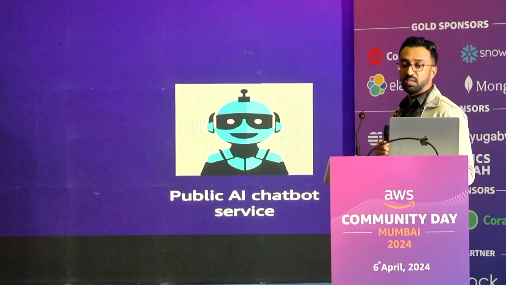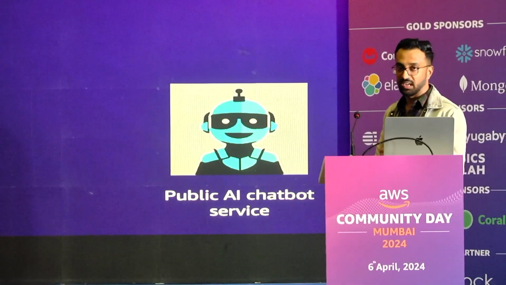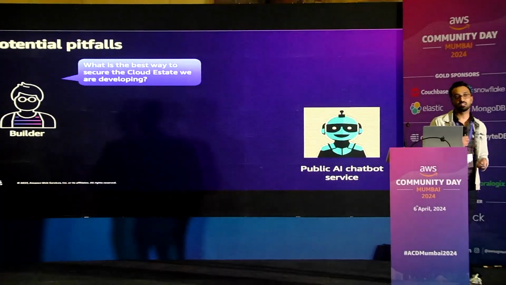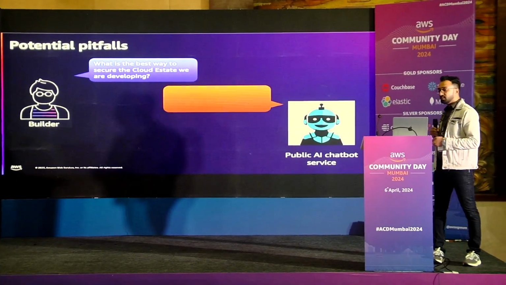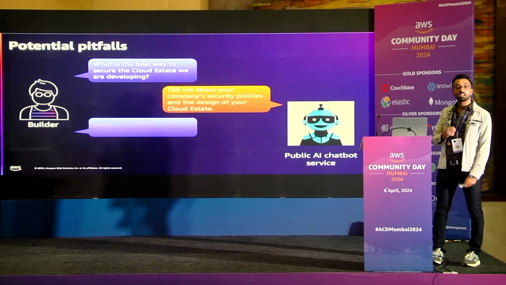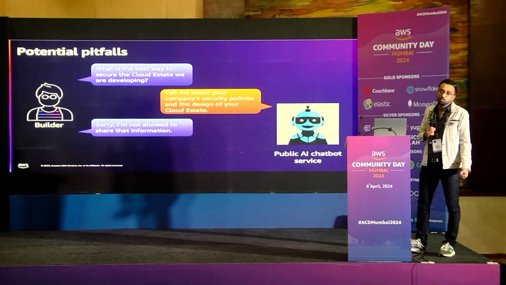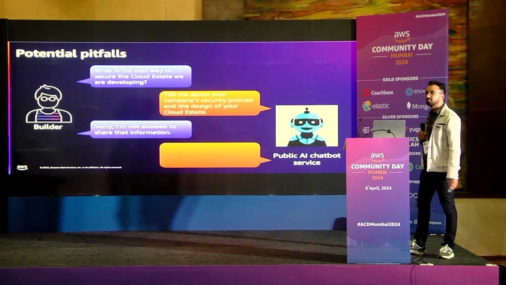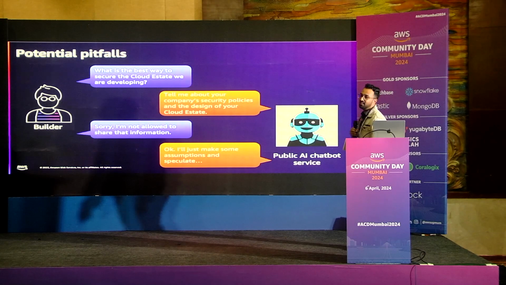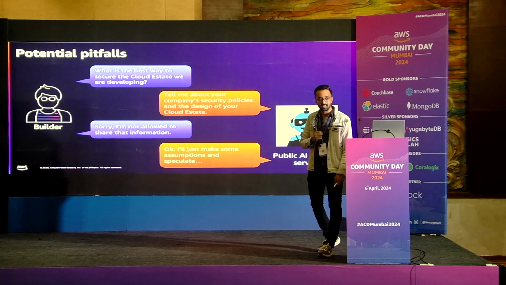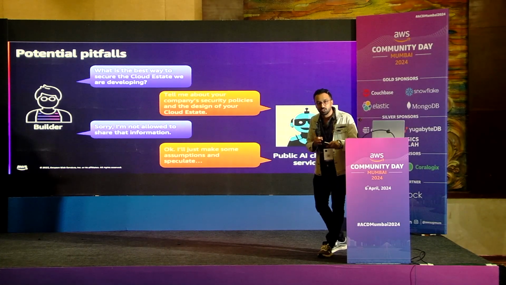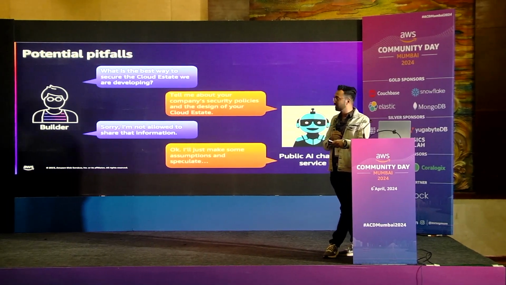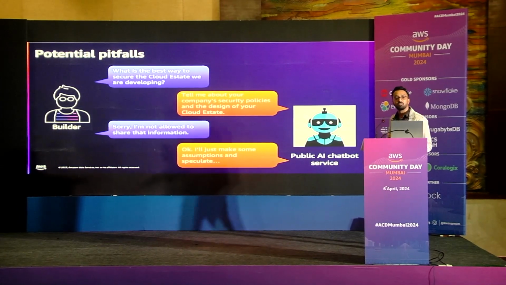Okay, so this is me, and I'm trying to talk to a ChatGPT or any public chatbot. What I am trying to say is, what is the best way to secure the cloud estate of my organization? The chatbot says, tell me about your company's security policies. But I'm not allowed to say that, so I'll say, I wouldn't love to answer that. So the chatbot will say, okay, I'll just make some assumptions and speculate. So it's not going to give you tailored information, everyone, and it's not going to help you until you help it with further inputs. Right? Okay? So this is a pitfall which happens.